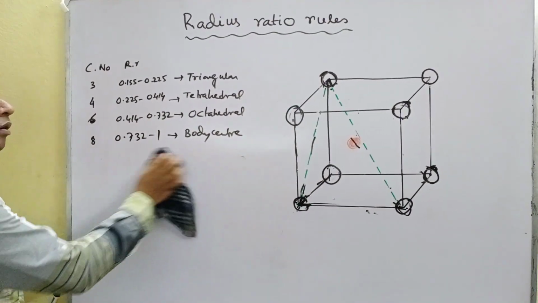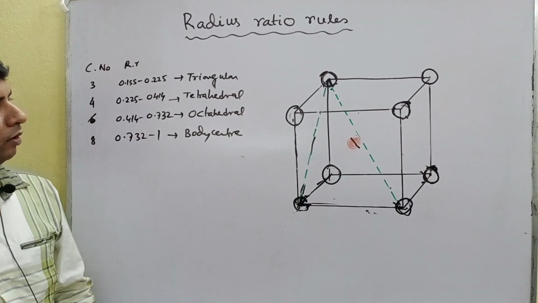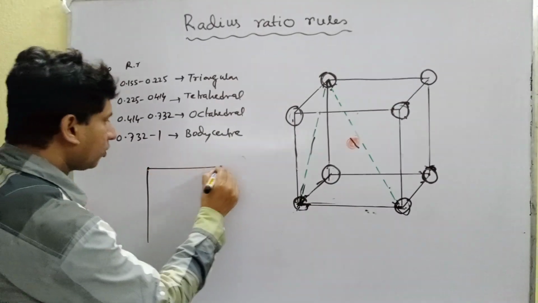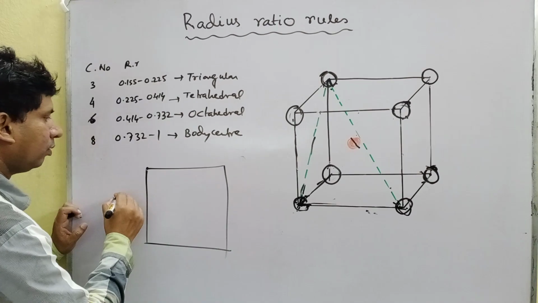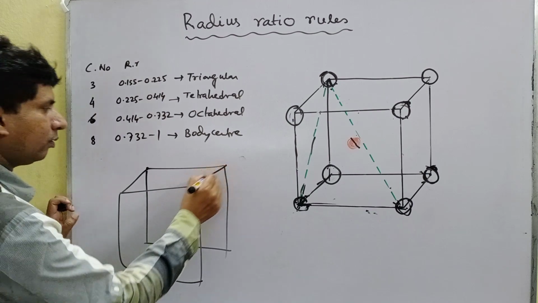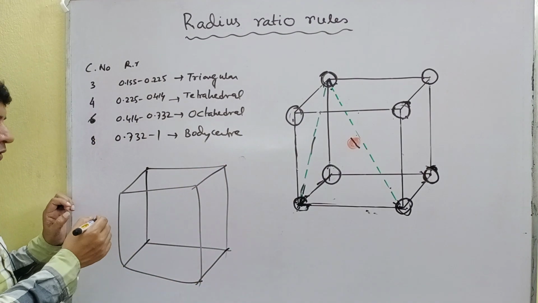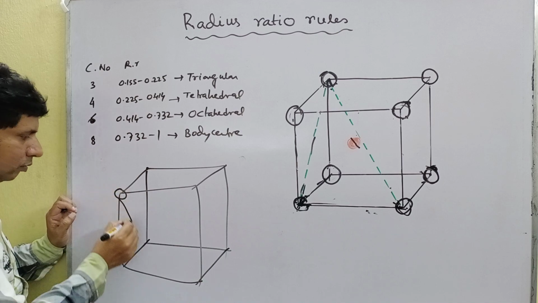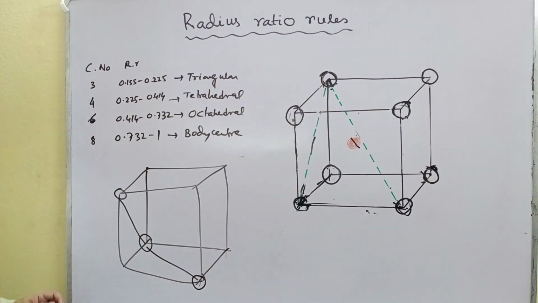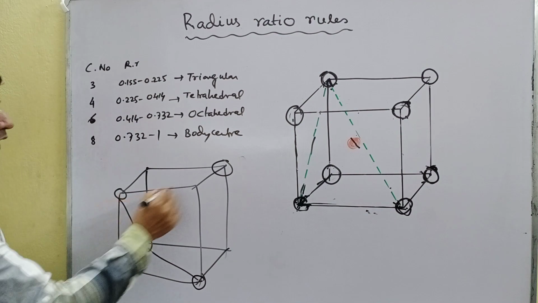Okay, then if we go to calculate for the tetrahedral structure, what happens? Let us consider a tetrahedral structure. That means it is a cube, and if this is 1, then this is a tetrahedral.